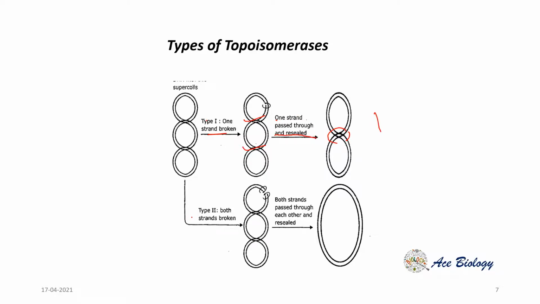But in case of type 2 topoisomerase, you can see that there is a cleavage in both the strands. Both the strands are cut here, and both the strands pass through each other, and then they get resealed. Here also you can see that initially there was a twist at two positions, but now we are not having any twist, which means that the linking number here changes by 2.